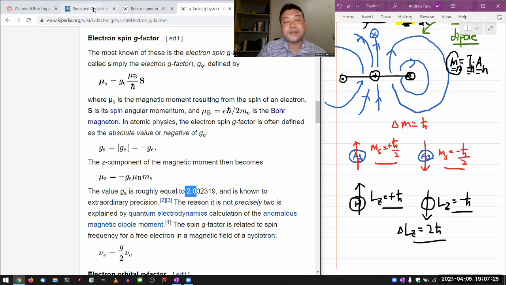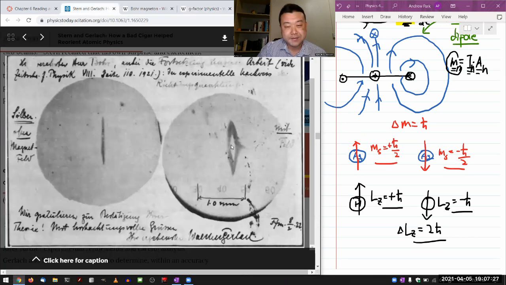So if Stern and Gerlach had matched up this separation against the predictions of the Bohr model, they would have seen that it matched perfectly. And so they wouldn't have noticed that the prediction of the Bohr model doesn't quite align with their experiment. So historically, this result was interpreted as providing one of the first pieces of evidence for Bohr's model.